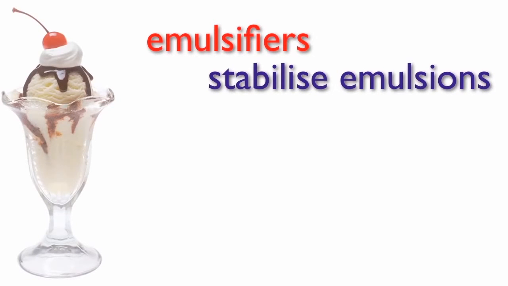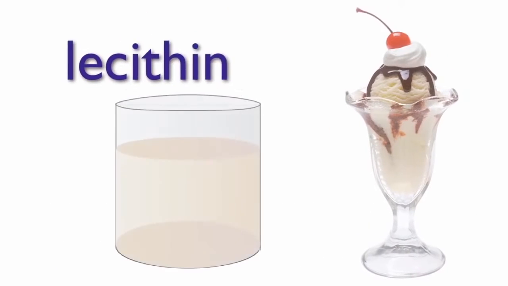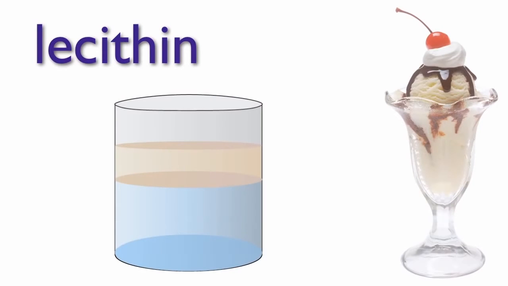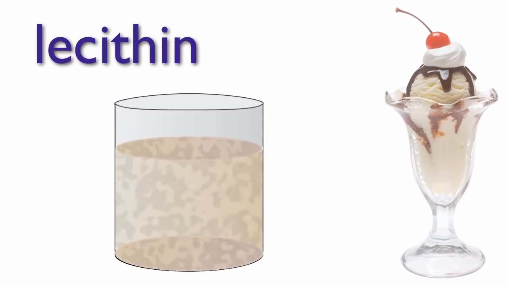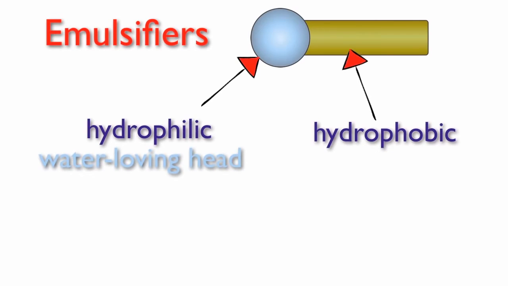When making ice cream, egg yolk is commonly added. The active emulsifier in egg yolk is called lecithin. Too little lecithin will cause the ice cream to separate, and too much will ruin its texture and flavor. All emulsifiers have two components, a hydrophilic or water-loving head and a hydrophobic or water-fearing tail.